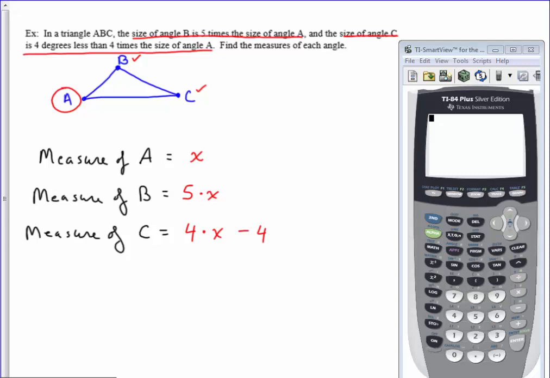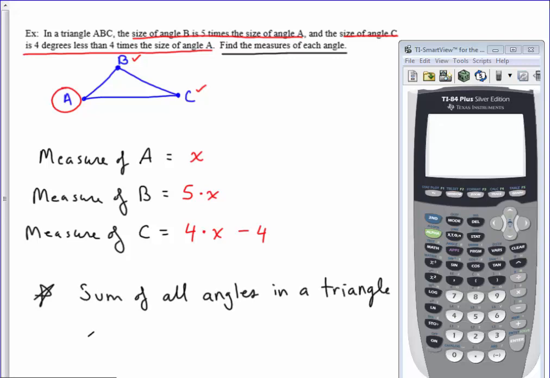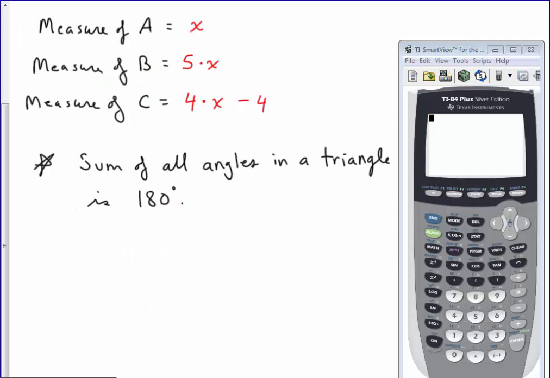So this will be the first part of the problem, labeling each of the measures according to the way the problem is stated. Now, the question asks us to find the measures of each of those angles. One thing we need to know is that the sum of all the angles of a triangle equals 180 degrees. So write down: the sum of all angles in a triangle is 180 degrees.